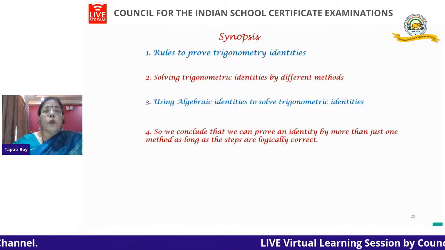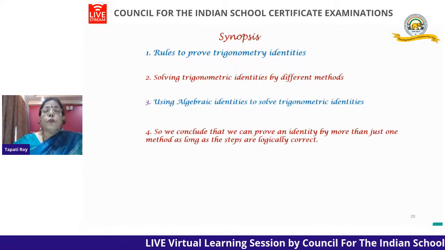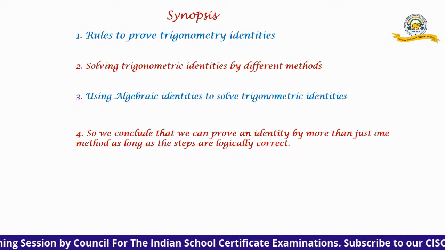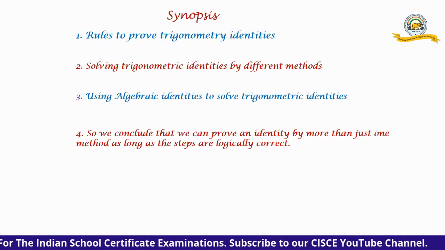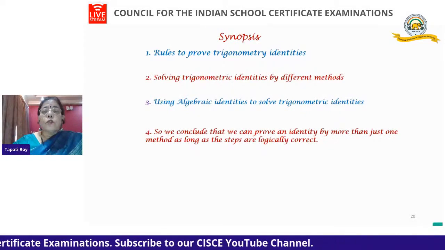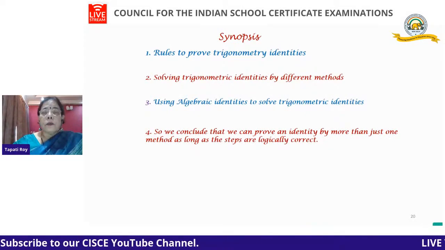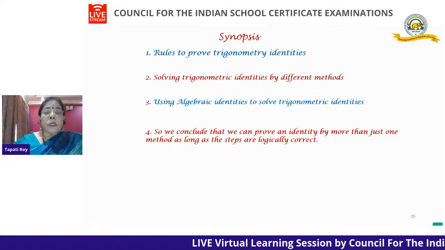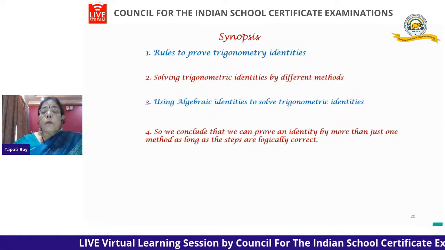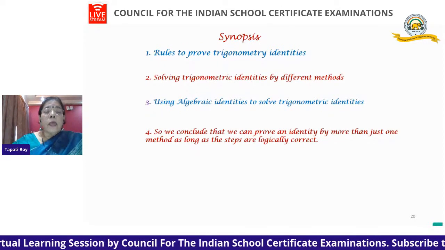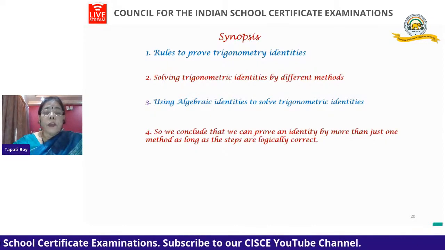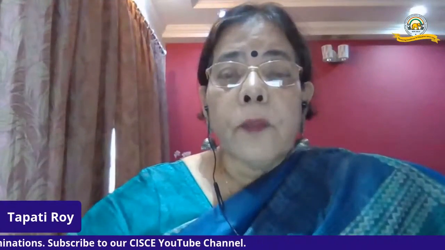Now let us brush up. What all did we do today? Rules to prove trigonometric identities, solving trigonometric identities by different methods, using algebraic identities to solve trigonometric identities. We have done that. So we conclude, a big conclusion here: we can prove an identity by more than just one method as long as the steps are logically correct. So next time when you're sitting with your friend and your friend is doing one method and you're doing something else, don't think that you are going wrong.